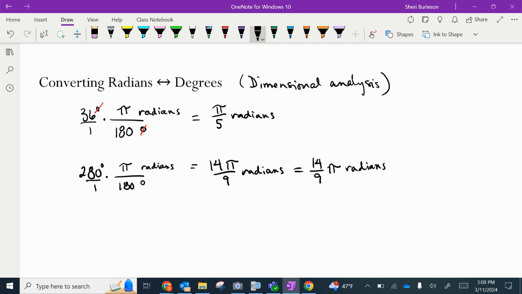Okay? So now that we understand that, what if I asked you to convert 6 pi over 5 radians? How am I going to do that conversion? I'll get you started.